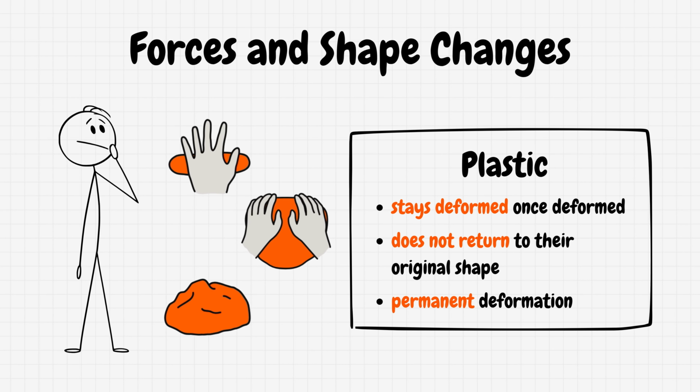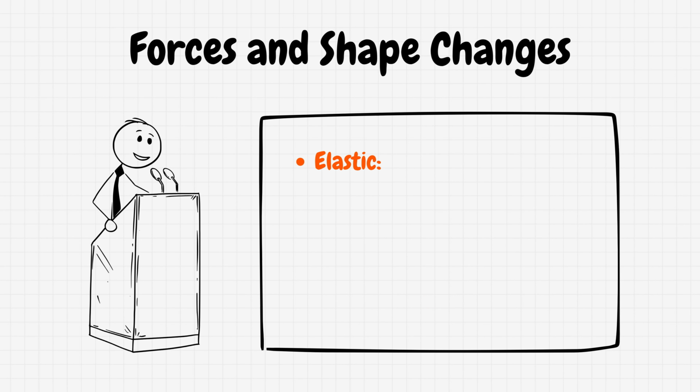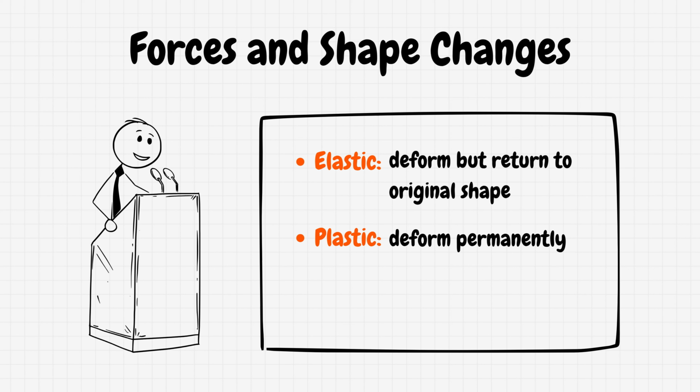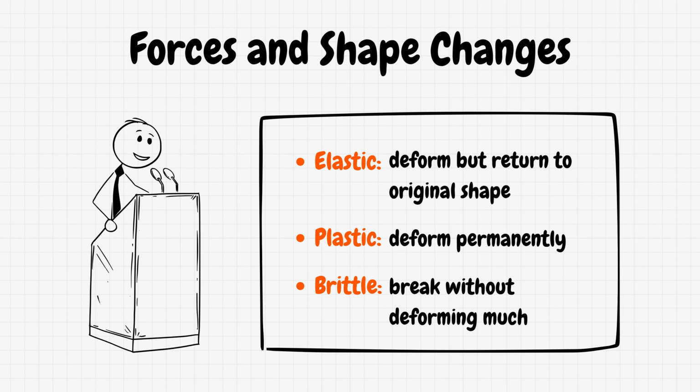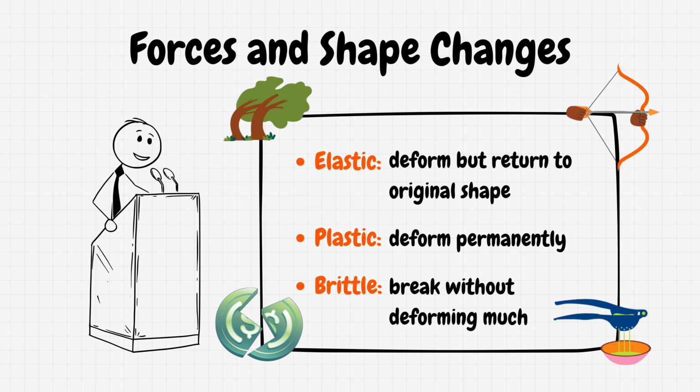The change is permanent. So, to sum up, elastic materials change shape but go back to normal once the force is removed. Plastic materials change shape permanently. Brittle materials break before they bend much at all. Forces don't just move things, they bend, stretch, squash, or even shatter them.